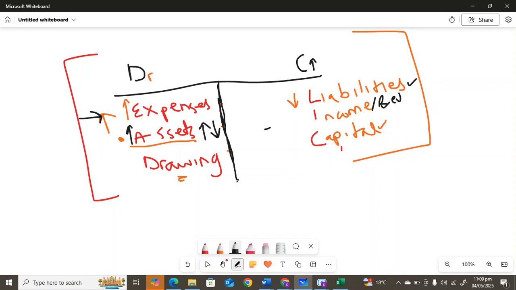Money has come into your account, so it has increased. Since you've sold more goods, it means your sales also has increased. Sales revenue has increased.